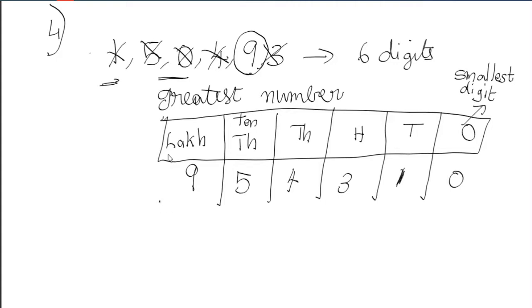So this is our greatest number using these 6 digits. So what is this number? 9,54,310. Okay children, move to the next example.